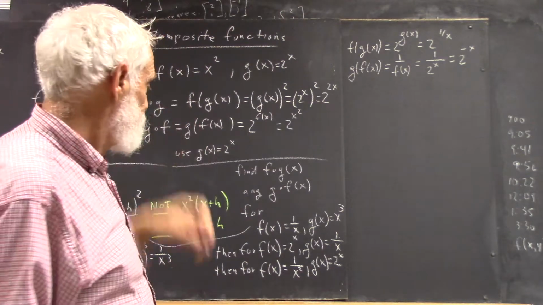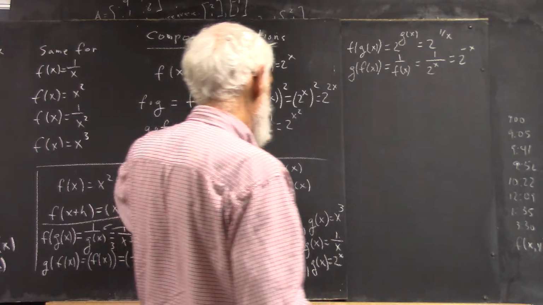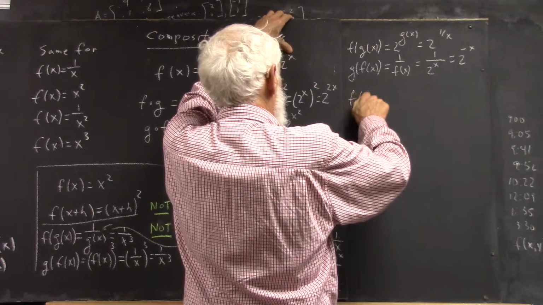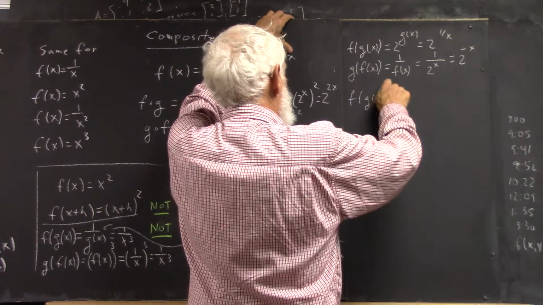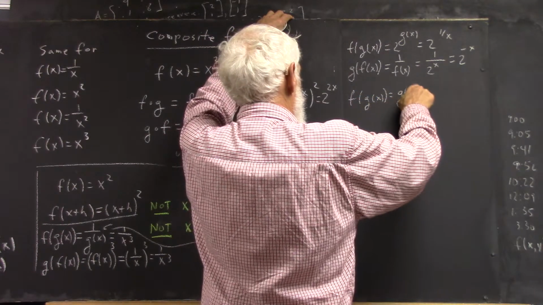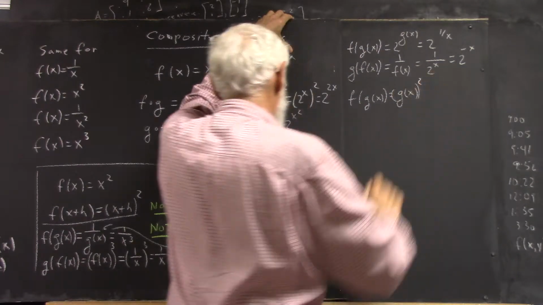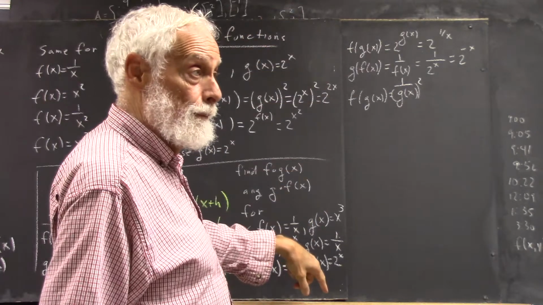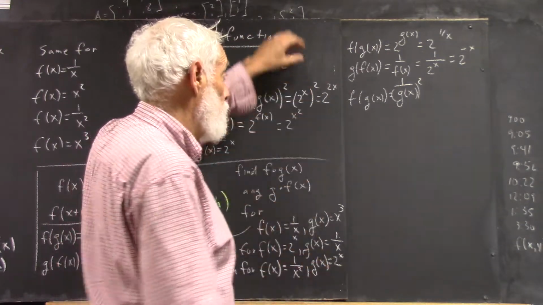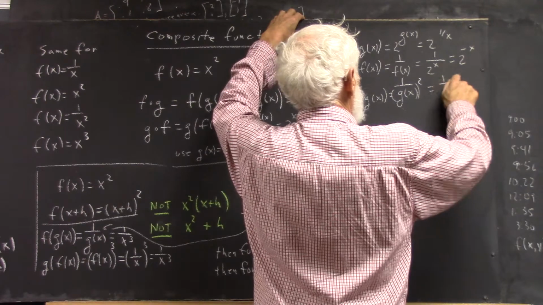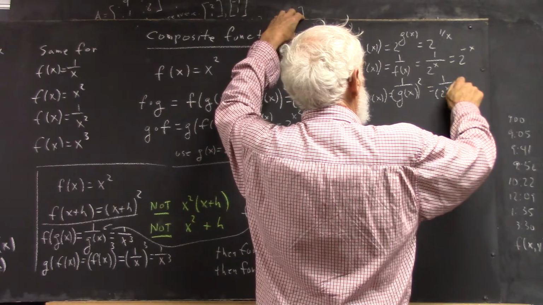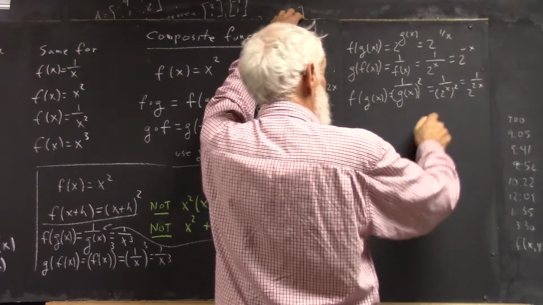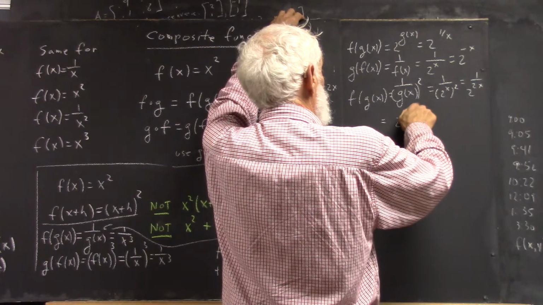Okay? And then finally, f of x is 1 over x squared, g of x is 2 to the x. So f of g of x is 1 over g of x squared. Okay? And g of x is 2 to the x, so that's 1 over 2 to the x squared, which is 1 over 2 to the 2x, which could be written as 2 to the negative 2x.